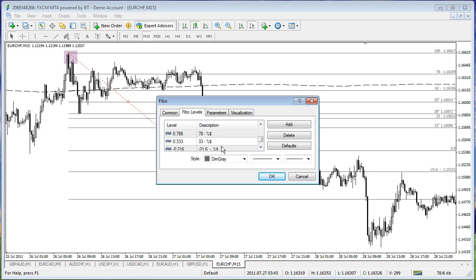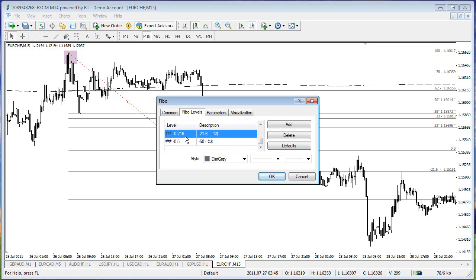I've also included on my chart a 33% level. You simply write in the level area 0.333, and then in the description area 33% dash $. And then we're going to use two levels that are interesting that you're probably not aware of and have never seen before in your life.